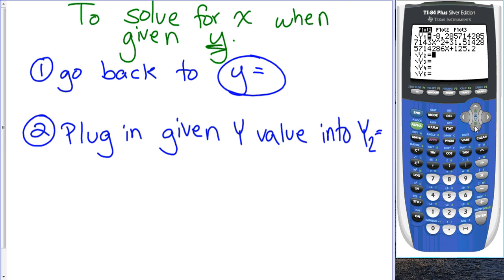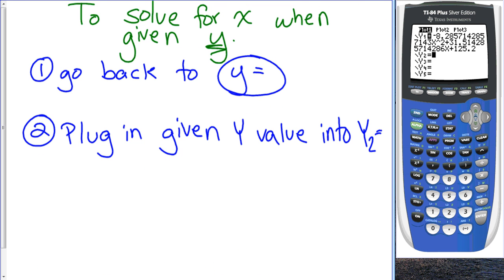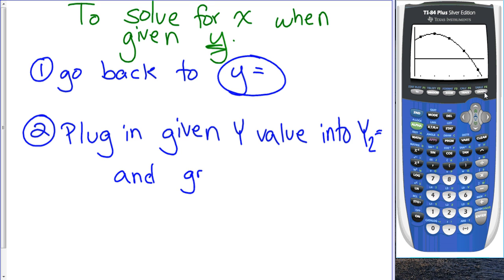So let me backtrack. So we were asked to find it at 100. I'm not sure why I wrote 10 there. Let's go ahead and fix that real quick. What time was the object 100 feet above the ground? So I need to plug that value into y2. So I'm going to plug 100 into y2. Go ahead and graph it. Our answer is going to be at the intersection point right here.